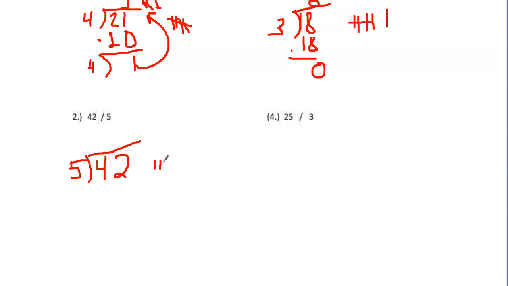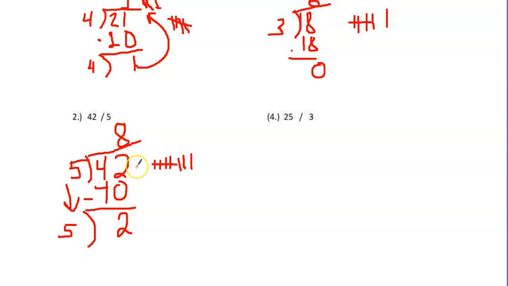5, 10, 15, 20, 25, 30, 35, 40. That's my division step. I take the part of the tally marks, which was 8, and place it in my quotient. Then I multiply 5 times 8 to get 40. That's multiplication, followed by subtraction. 42 minus 40 gives me 2. Then I bring down my divisor, and once we get other numbers that get brought down in here, you'd bring those down too. But right now, it's just this 2.